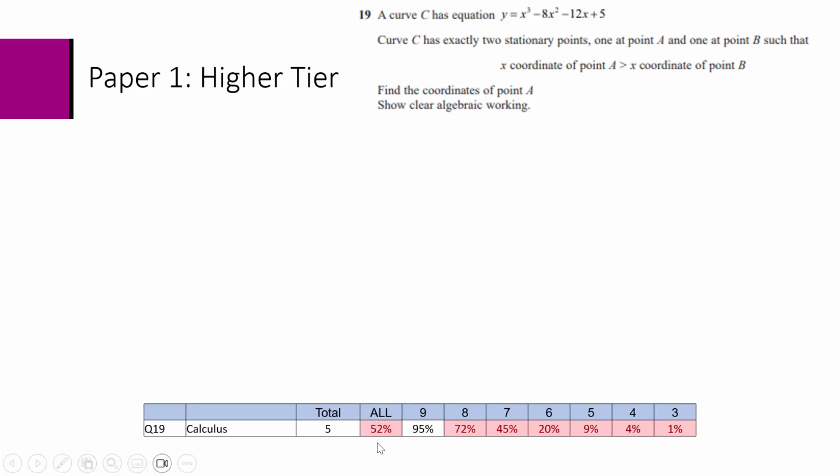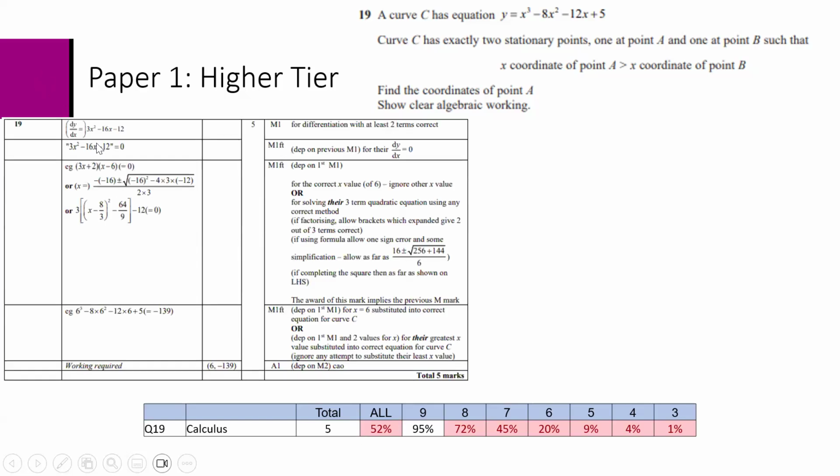So here are the statistics. Only 52% of students got that mark. And here's the mark scheme. They can actually get a couple of marks here for differentiating with at least 2 terms correct, and then follow through, setting their dy by dx equal to 0.